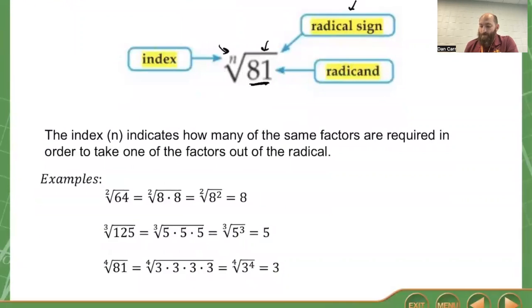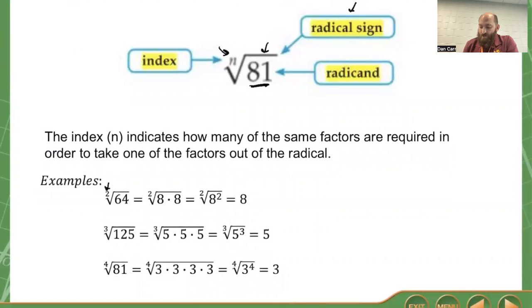So here are a few examples of that. Here, if I have a 2, which is the same as just not writing it, we're looking at what number multiplied by itself gives me 64. Well, that's 8 and 8. So the square root of 8 squared is the same as 8. If we look at 125, 125 is made up of 5 times 5 times 5. So when we evaluate the cube root of 125, since there are 3 of those, we can take that as the cube root of 5 to the third, which is just 5. Okay, so that's the goal when we look at these.